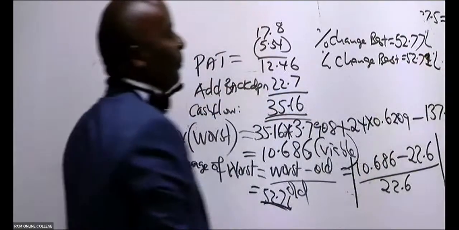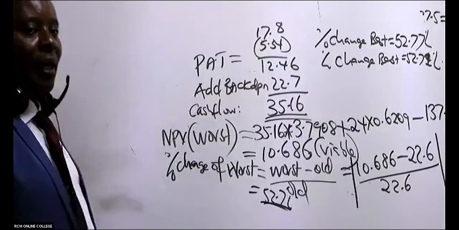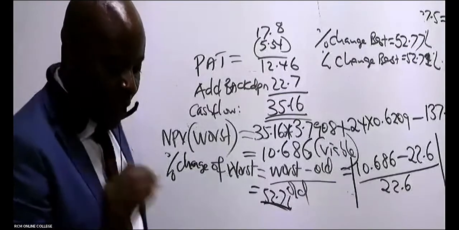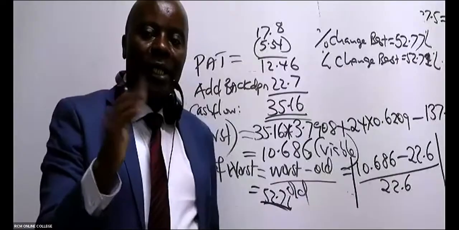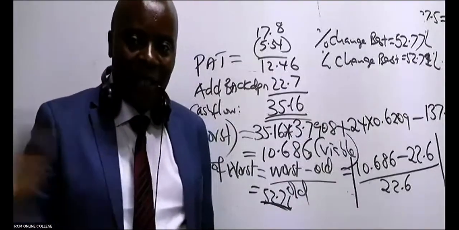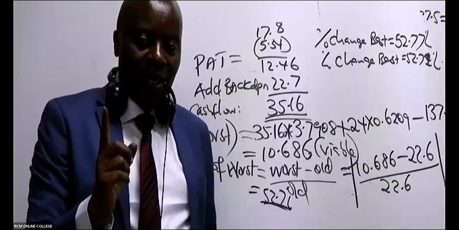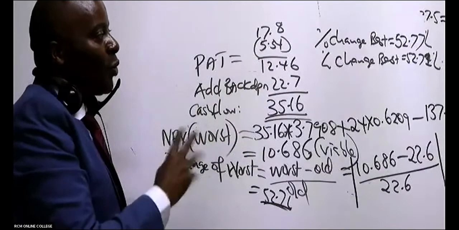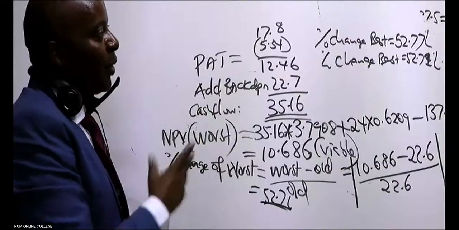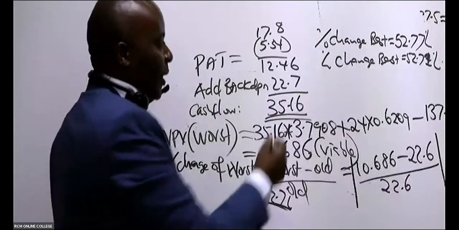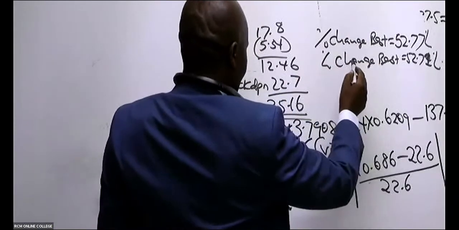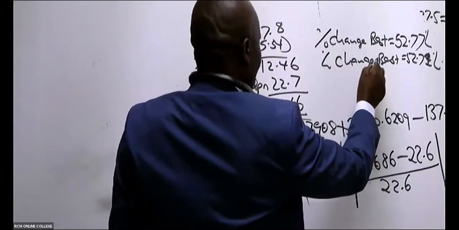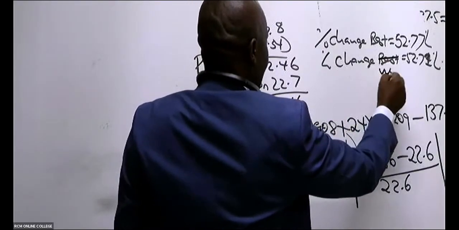52.71%. So remember, normally we look at the risk whenever the worst is bigger. When you lean towards the worst, that's when we say it's risky. So this one is kind of balancing. This is percentage change best. The second one is worst. So this is worst here.